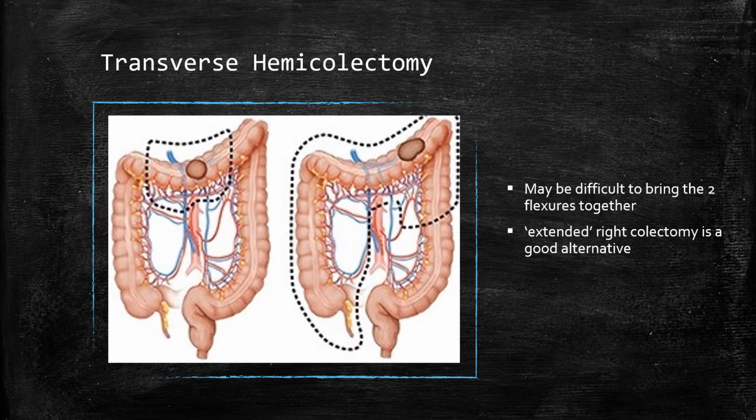Another alternative is an even more extended right hemicolectomy, where you divide the colon in the mid-descending colon and create an anastomosis to the descending colon with the ileum. Again, this has the advantage of bringing an organ with good blood supply and minimal tension to the anastomosis. Downside, of course, is that the functional result may not be as good. The patient may have frequent diarrhea.